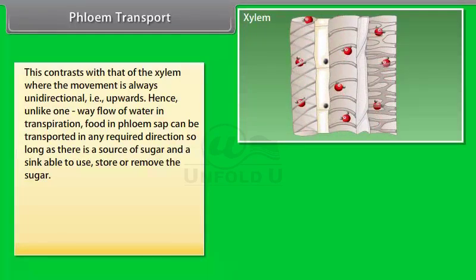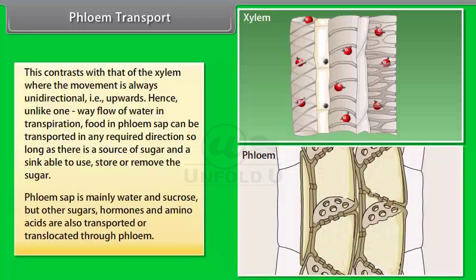Hence, unlike one-way flow of water in transpiration, food and phloem sap can be transported in any required direction, so long as there is a source of sugar and a sink able to use, store, or remove the sugar. Phloem sap is mainly water and sucrose, but other sugars, hormones and amino acids are also transported or translocated through phloem. Pressure flow or mass flow hypothesis.